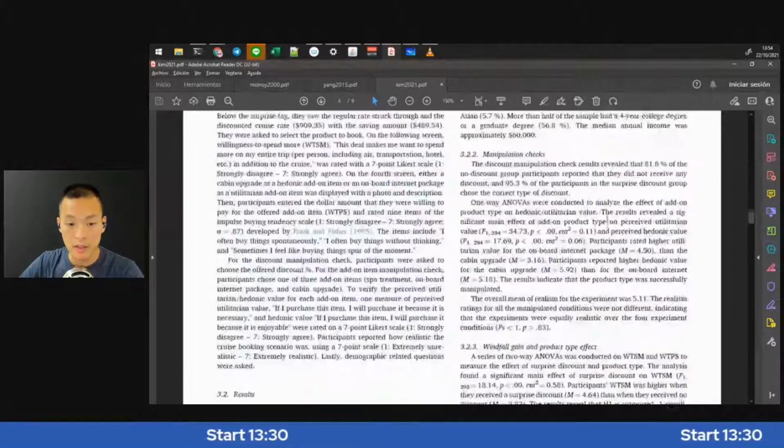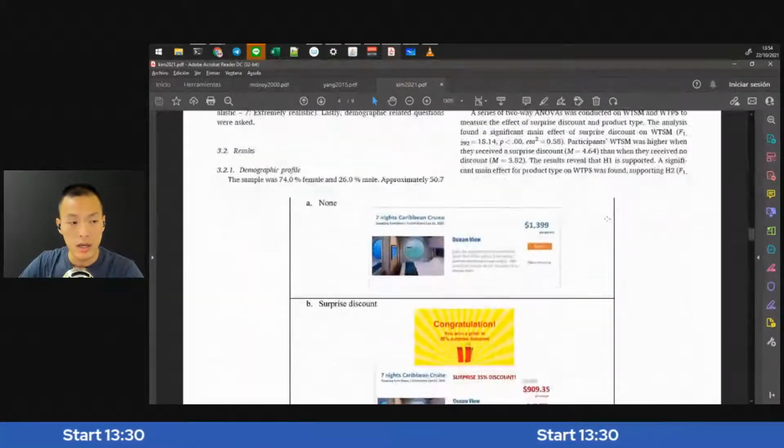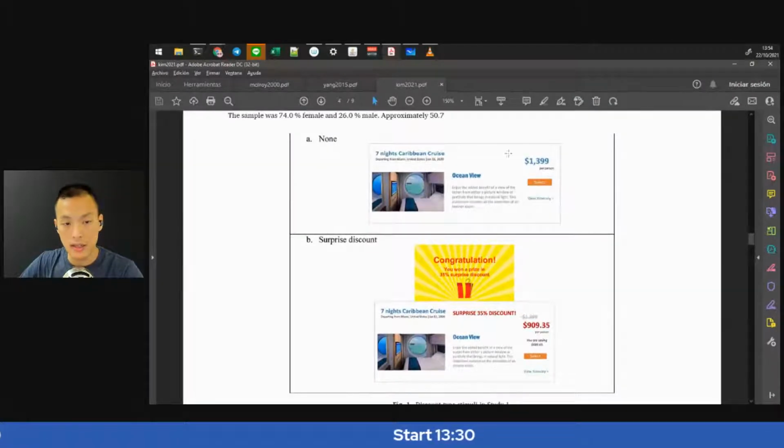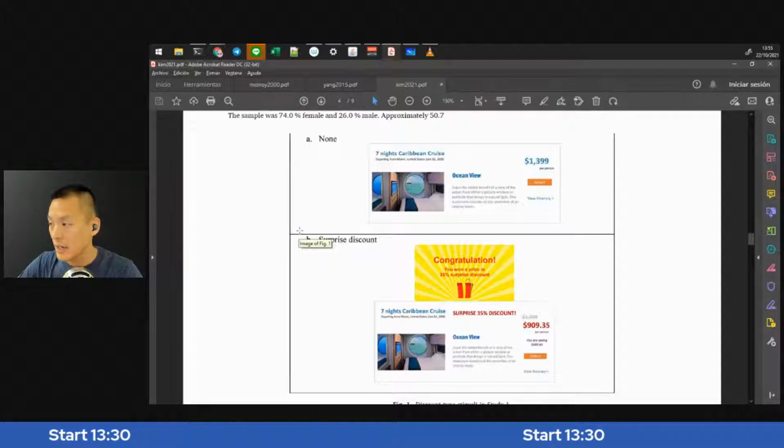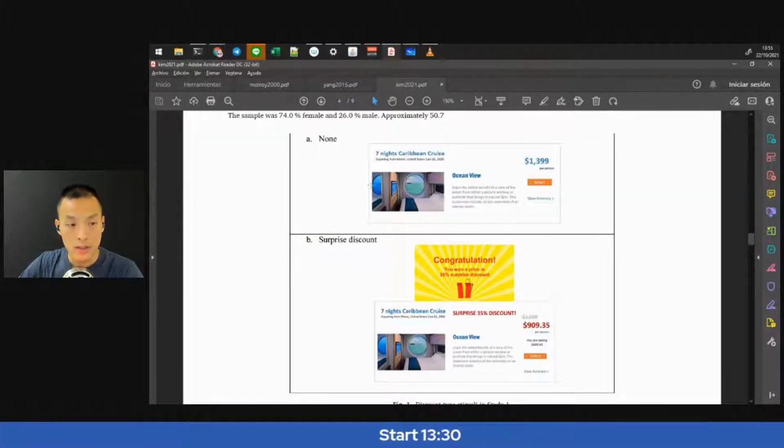So I'm just going to skip it. Who cares? And then you look into the figures. Never skip the figures, right? The figures usually take a long time for the author to create, so the reason they put them there is because they're important. This one shows the limitation of this paper. They only talk about the surprise discount kind of promotion. So this is the difference between no surprise discount and a surprise discount, right?